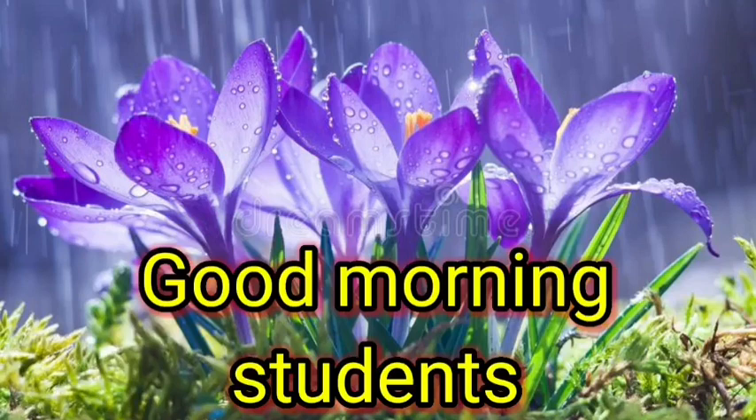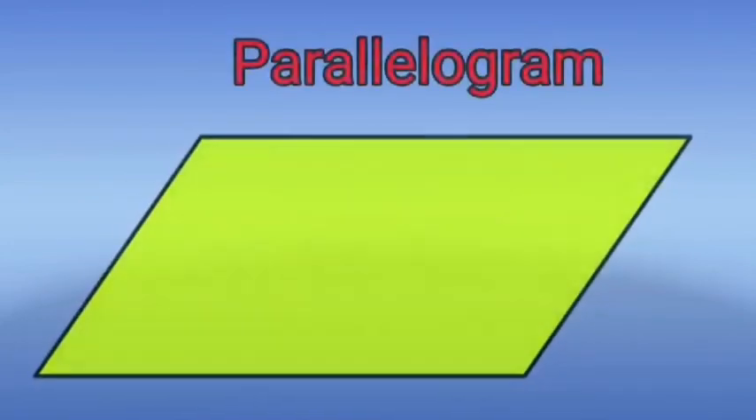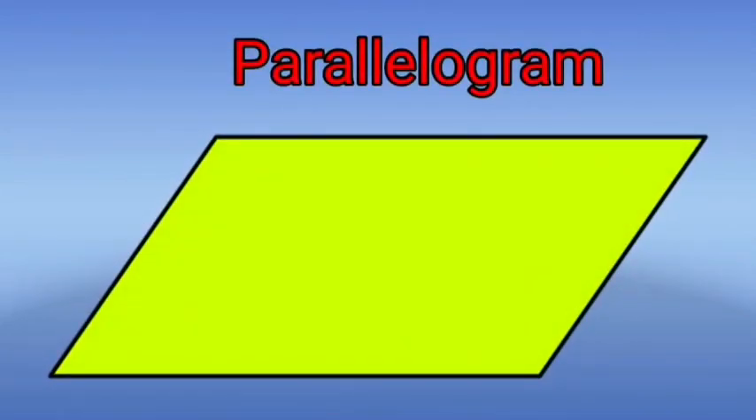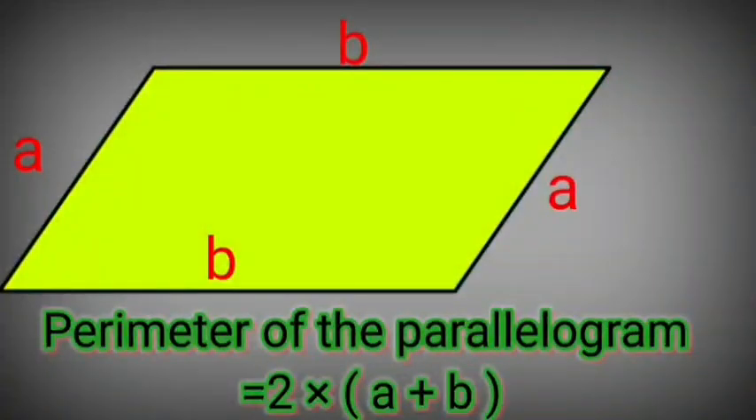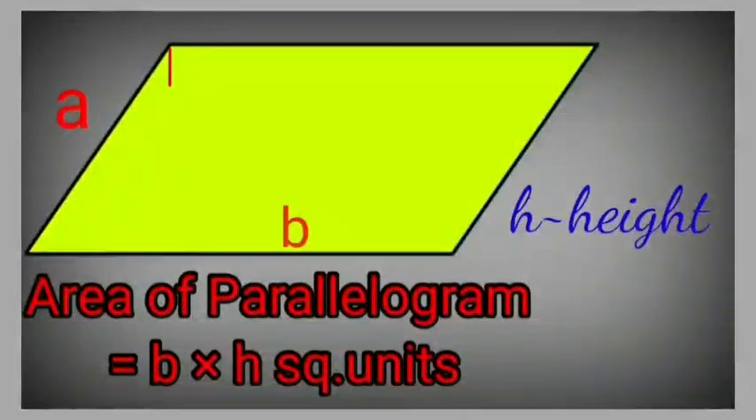Today in our class, we are going to start a new exercise in chapter 2. In our last class, we studied the parallelogram, which is a four-sided closed figure in which opposite sides are parallel and equal. The perimeter of the parallelogram is equal to 2 times the sum of its parallel sides. The area of the parallelogram is equal to base into height square units.